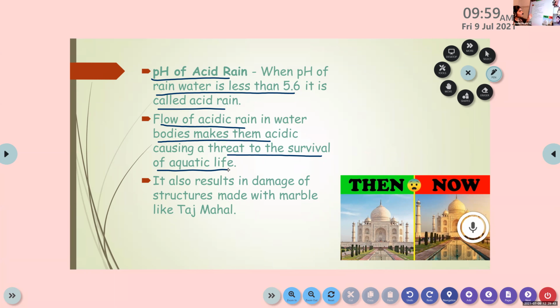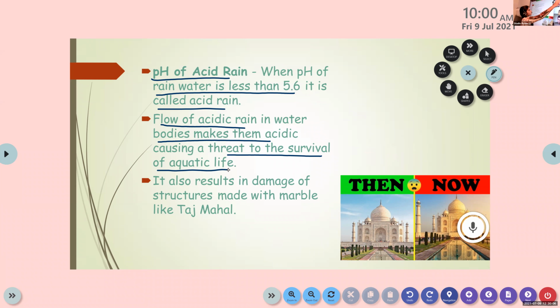Not only the living organisms in these water sources, but it will also affect the cells of plants. It will cause skin damage to human beings and animals also, because it is acidic in nature. So it is dangerous for all living organisms, and also for non-living things.